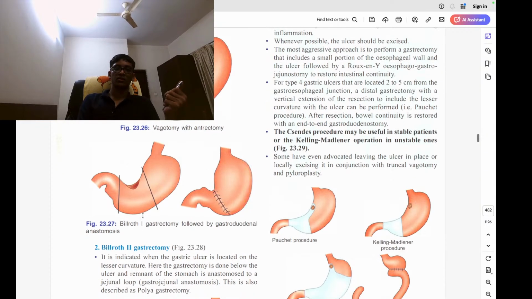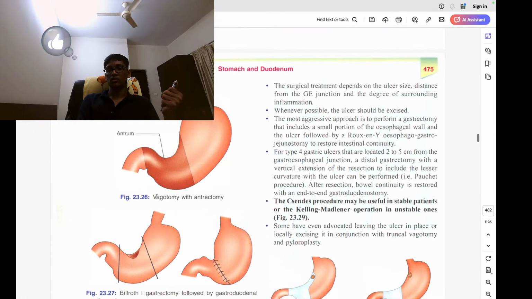Okay, Billroth 1 gastrectomy followed by gastroduodenal anastomosis. This is vagotomy with enterectomy. Full antrum is removed. Vagus is also removed.